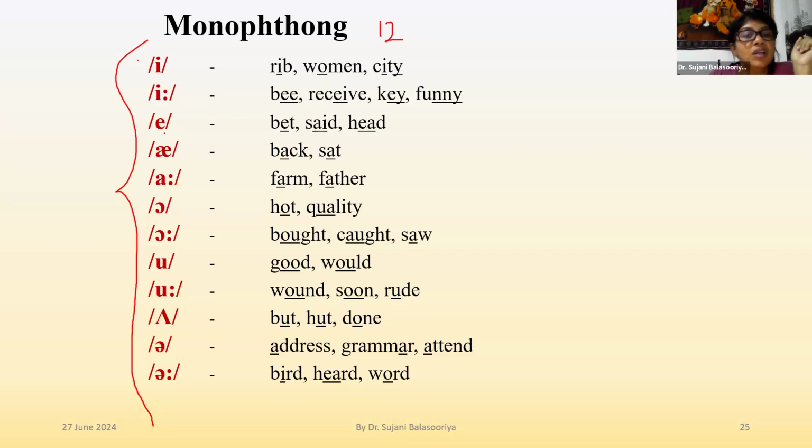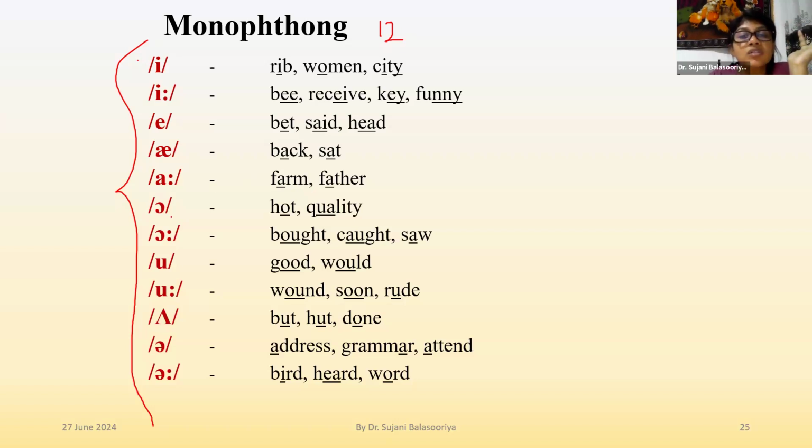And then the long E sound, like in be, receive. The third one, when you say bet, said, head. And the next one, be familiar with the symbol, remember the symbol. And then the sound where you open your mouth and you drag it. That's a tense vowel, like in farm, father, calm.